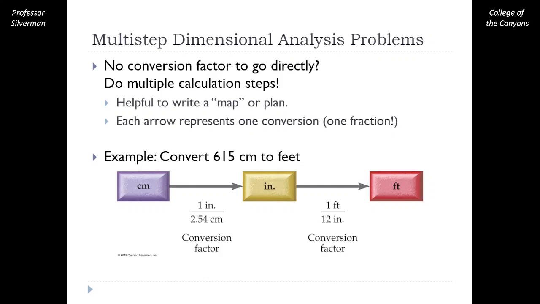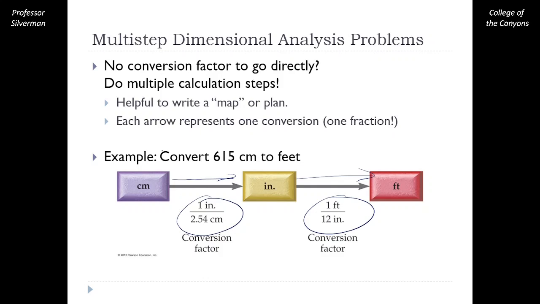So for example, if you're trying to convert from centimeters to feet, I don't know how many centimeters are in each foot, but I do know 1 inch is the same as 2.54 centimeters. And oh, good thing I also know there are 12 inches in every 1 foot. So with that first definition, we can go from centimeters to inches. And with that second definition, we can go from inches to feet.